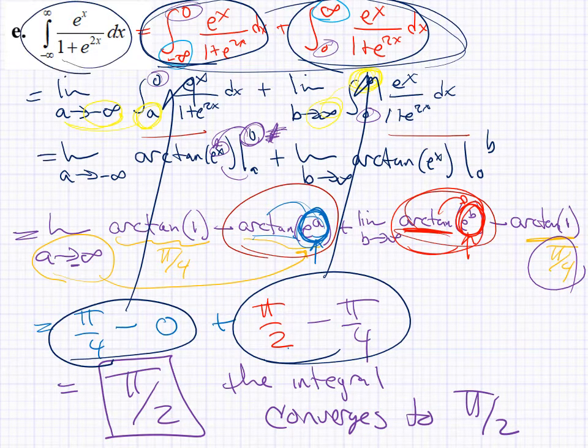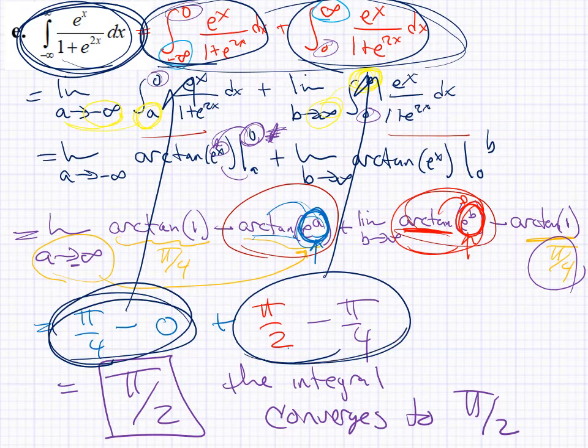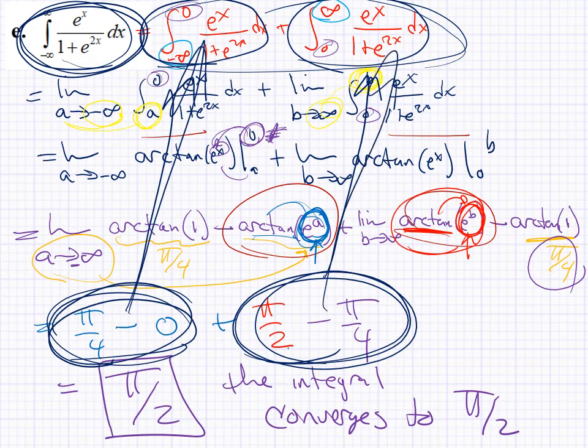So that means this integral right here also converges, and it converges to whatever that sum is, which happens to be pi halves. If one of these two diverged, right? Remember, this is the answer here, and this is the answer here. If one of these diverged, then this entire integral would diverge. So just keep that in mind.